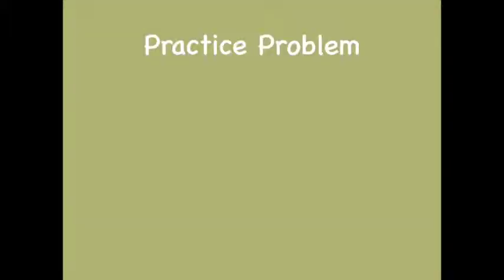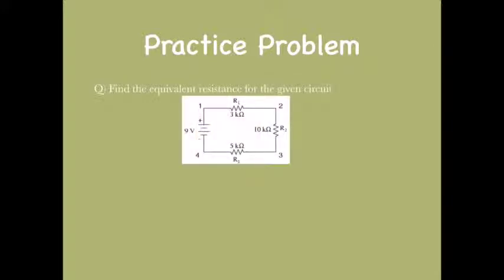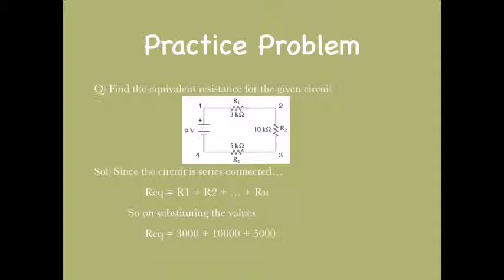Now let's go to the second problem. For the same question, I use a different circuit, but the values of R1, R2 and R3 are different this time. Here again R1, R2 and R3 are connected in series, which is obvious. So I use the given formula, and on substituting the values of R1, R2 and R3, I get R equivalent to be 18,000 ohms or 18 kilo ohms.